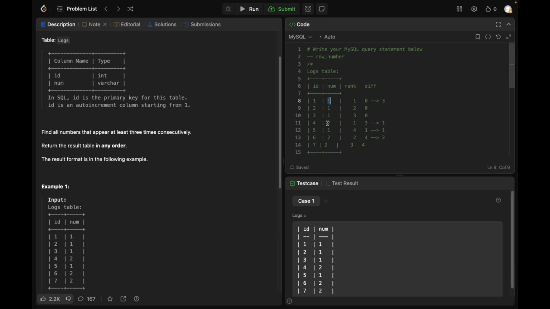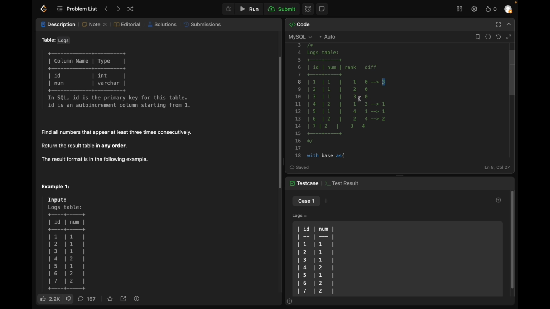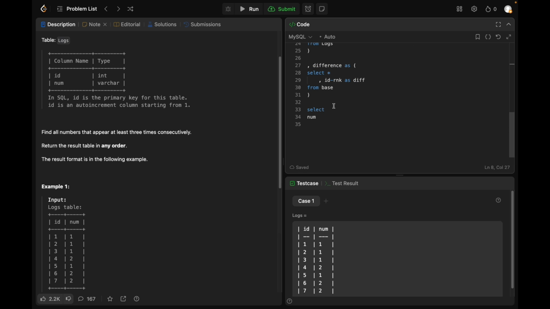If you were to look at the combination of 1 and 1 over here, that's only going to have 1, so it's not going to count this. That's exactly what we want. We only want to bring in number 1, because you see that only that, based on this table, has 3 consecutive occurrences. So that's why we basically want to group by num and difference in combination, right? So how do we do that?